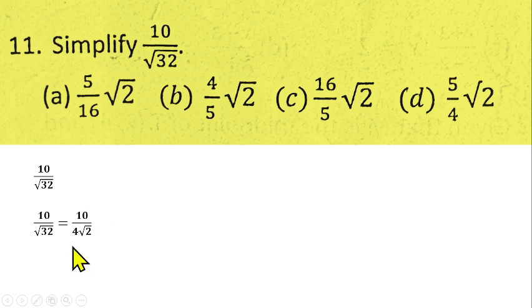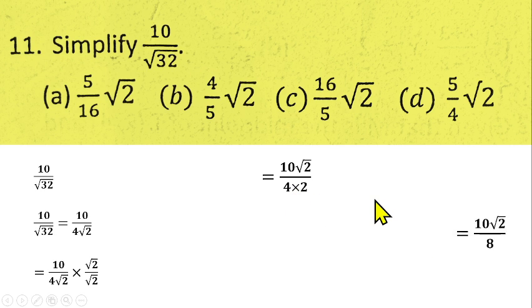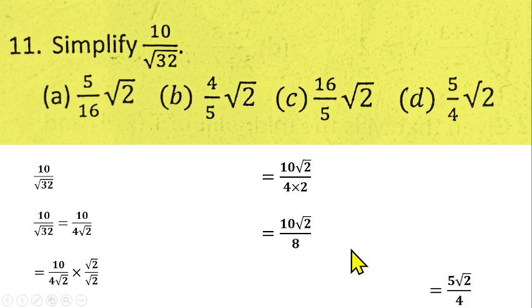We can now rationalize using root 2 to multiply up and down. So technically we have 10 over 4 root 2 times root 2 over root 2. If you multiply out, you have 10 root 2 over root 2 times root 2, which gives 2, times 4 gives 8. So you have 10 root 2 over 8. 2 can go into 10 and 8, so that gives us 5 root 2 over 4, which is option D.